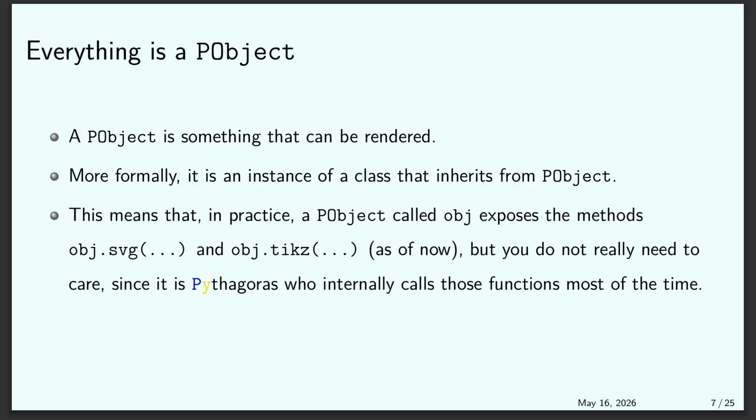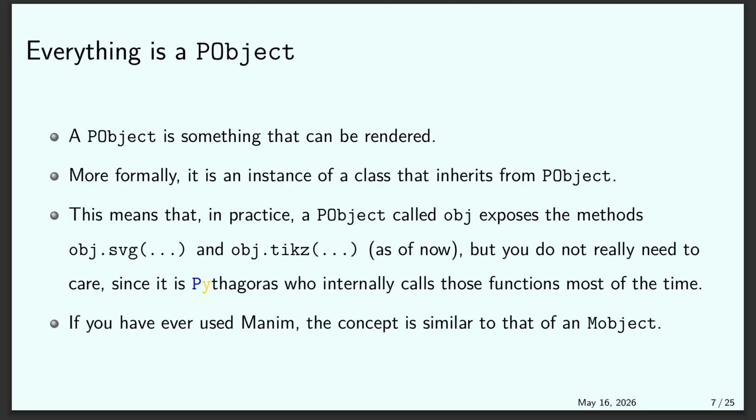These are the ones I have as of now, because maybe in the future we could add, I don't know, PSTricks for PostScript, or compiling to a PDF, or to raster for making a bitmap. But as of now, the only formats are SVG and TikZ, so it supports only these two commands. Anything that can be drawn to SVG or TikZ is a P object. If you ever used manim, this is similar to an M object: M for manim, P for Pythagoras.